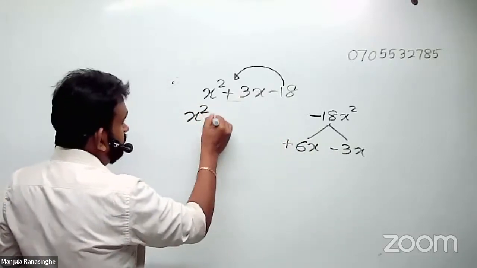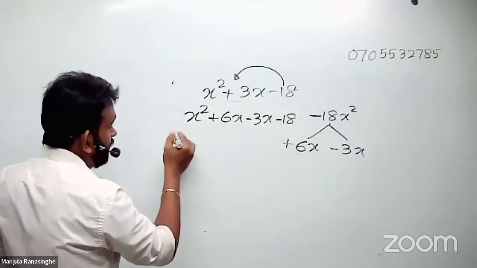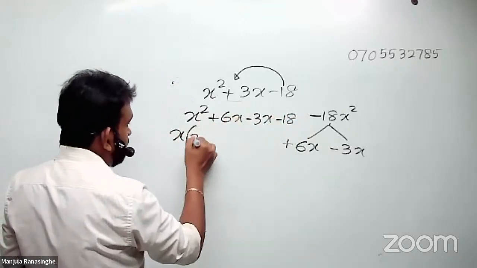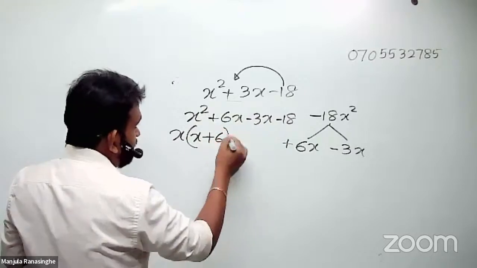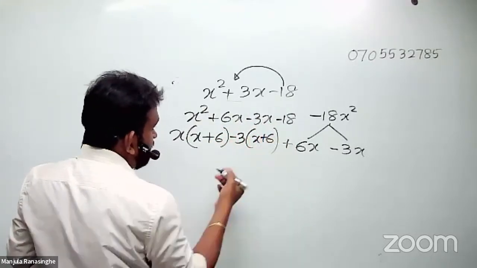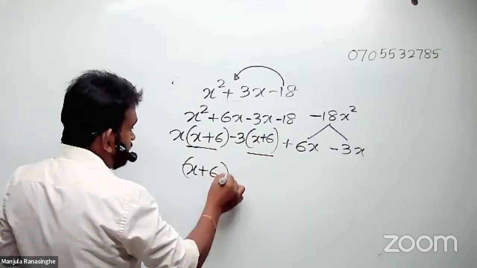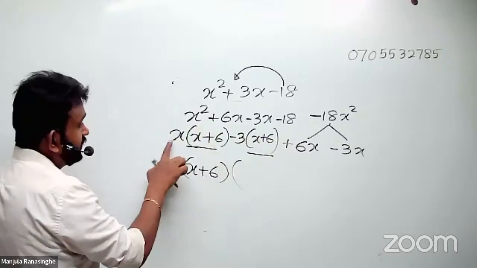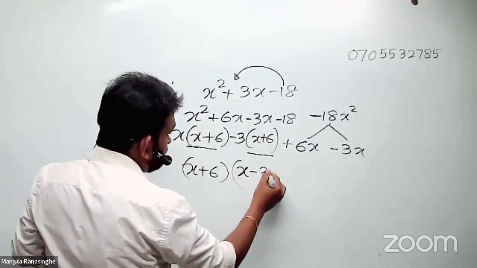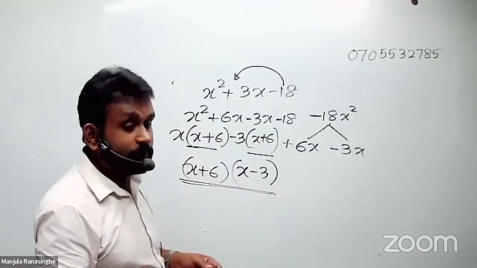So x squared plus 6x minus 3x minus 18. Then I take two by two and get the common factor out. So x plus 6. And here I take out minus 3 and x plus 6. So now I can see x plus 6 is common for both. Then x plus 6 is taken out. Then here x remaining and minus 3. So these are the factors of this.